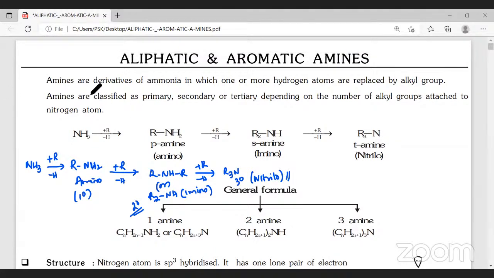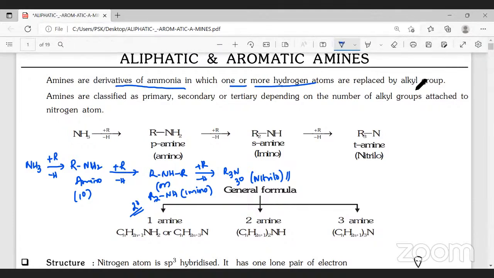So amines are defined as derivatives of ammonia in which one or more hydrogen atoms are replaced by alkyl group or aryl group, benzene ring. Amines are classified into primary, secondary, and tertiary depending on the number of alkyl groups attached to it. If only one alkyl group is attached, it's called primary. If two alkyl groups are attached, it's secondary. And if all the three hydrogen atoms are replaced by alkyl groups, then we call it tertiary amines.